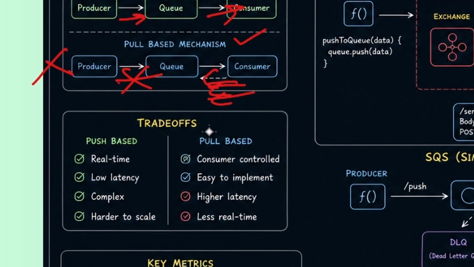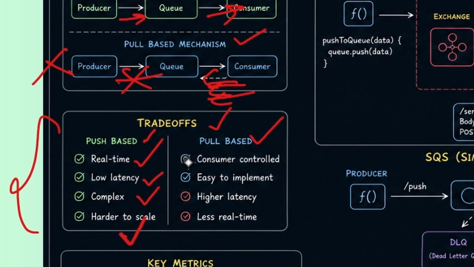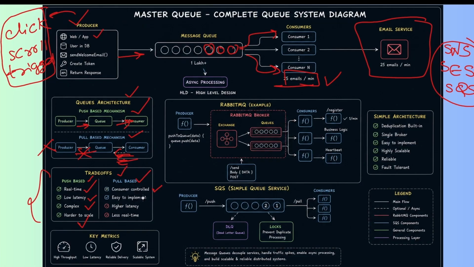This is one way to see the pull based and push based mechanisms of the queue. Now you also need to understand the trade-offs. In push based, we have real time, low latency, but it is complex and harder to scale. The pull based mechanism, which I don't recommend, gives consumer control: in a particular instance you can check whether you have any data or not. That's as simple as that. The next important point is that it is very easy to implement.